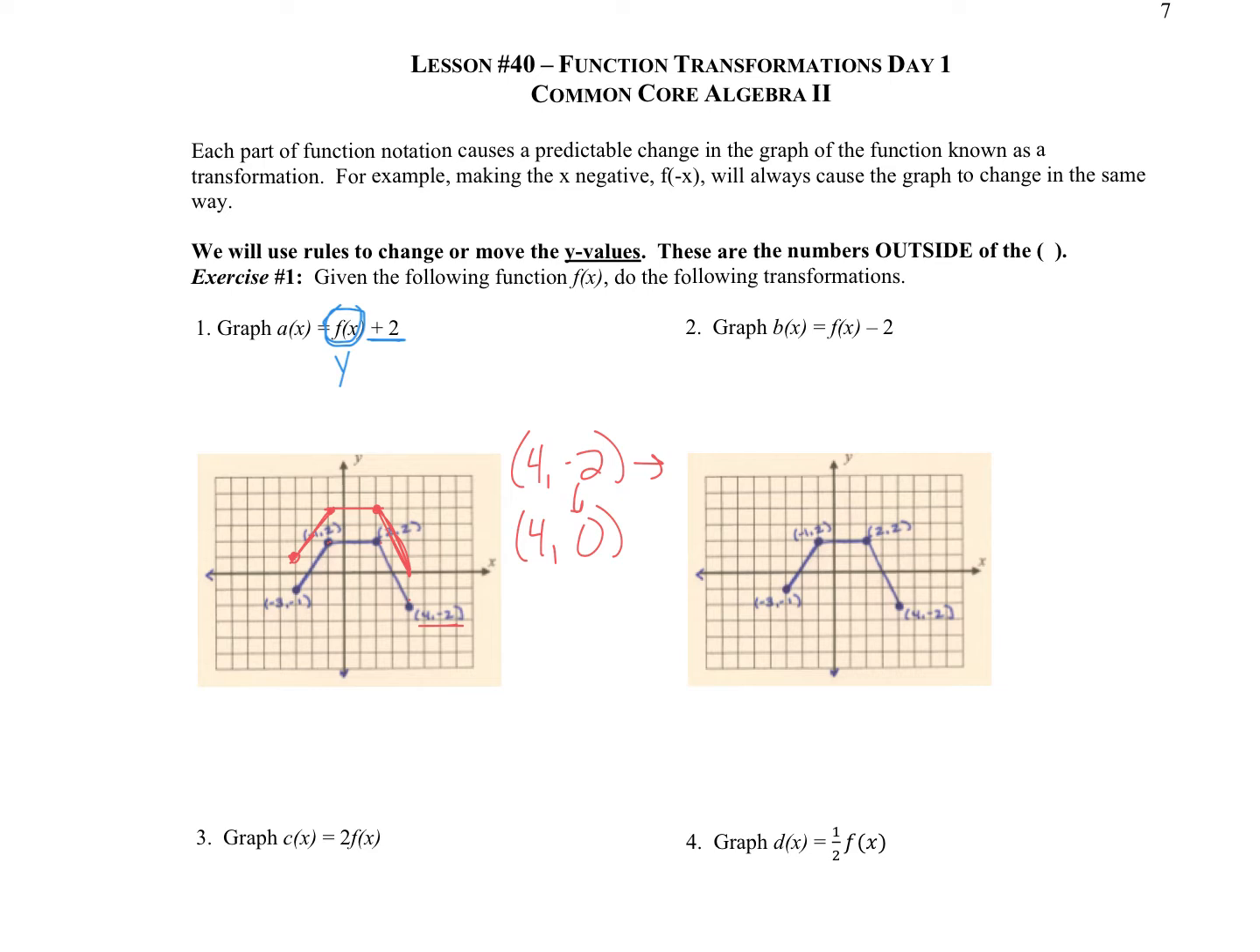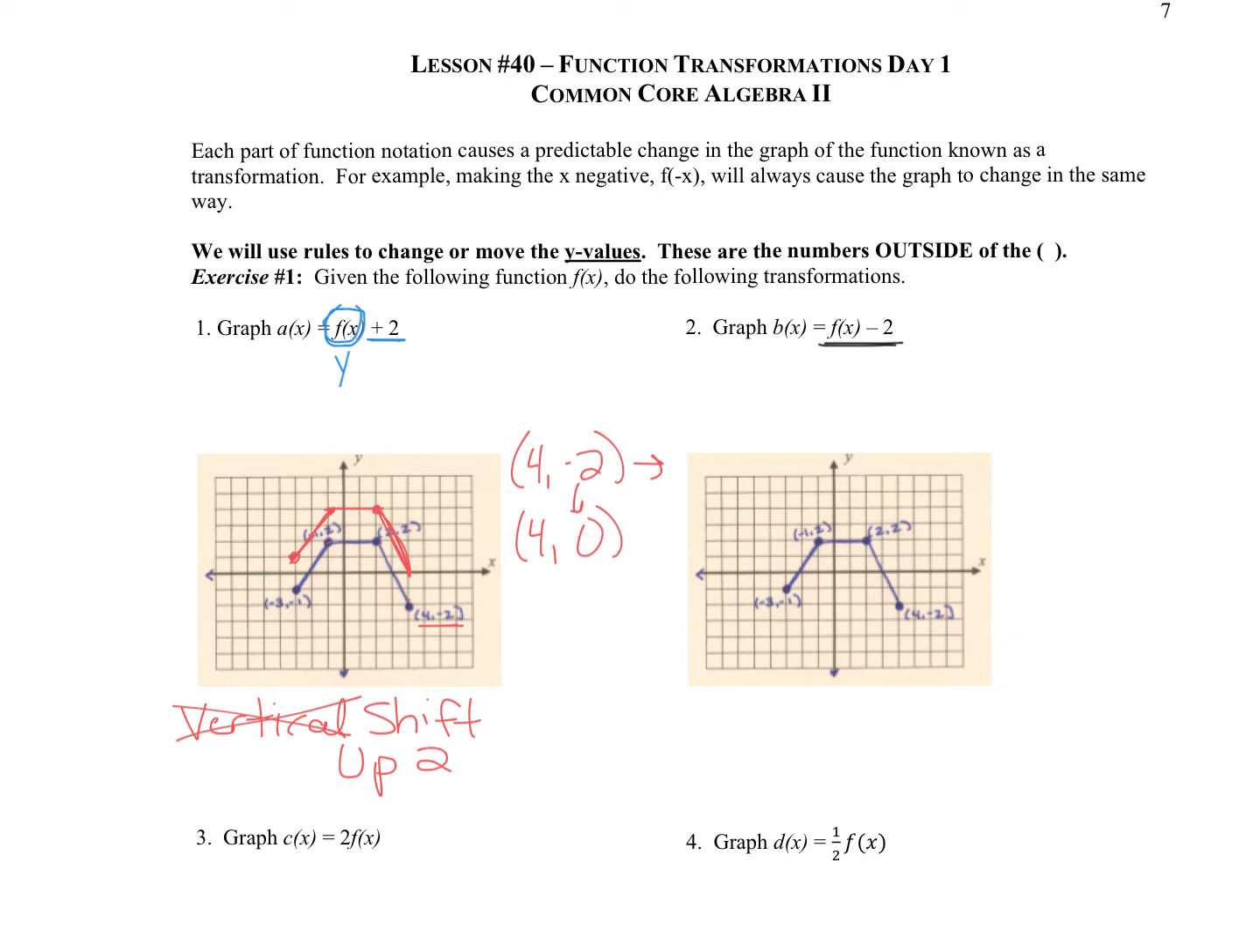Looking at that, basically the transformation name for that is a vertical shift, or sometimes we just say a shift up 2. So it's a vertical shift. We can get rid of the word vertical and just say up 2, which is probably the way we see it the most. In contrast to that, next one is f of x minus 2.